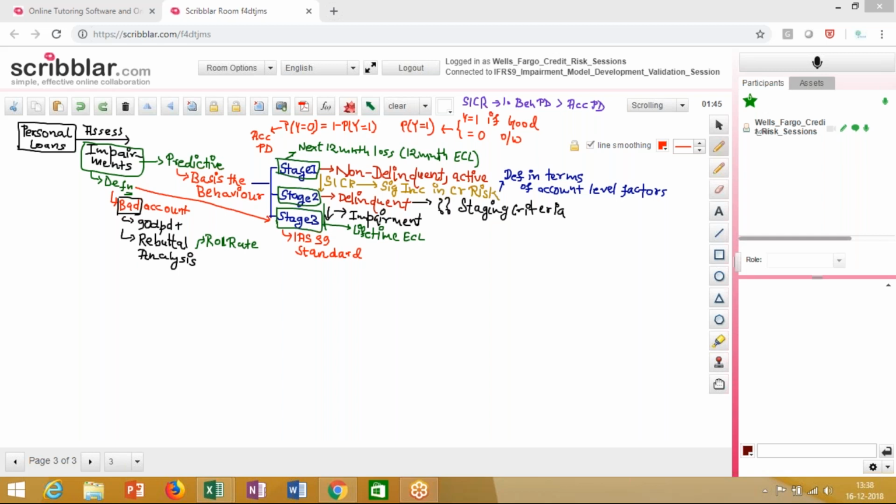Tanmay, any guidelines from IFRS 9? Guidelines regarding what, Anshu? Any guidelines from IFRS 9, like after how much time do we have to recalculate the PD for staging? No, no guidelines regarding when we have to recalculate the PD. No such guidelines.